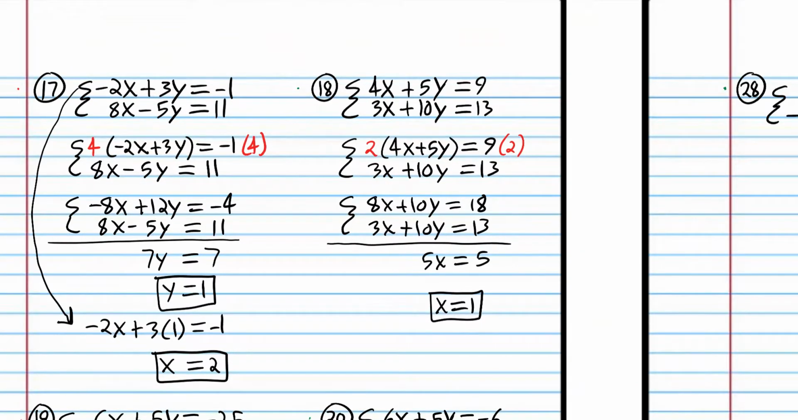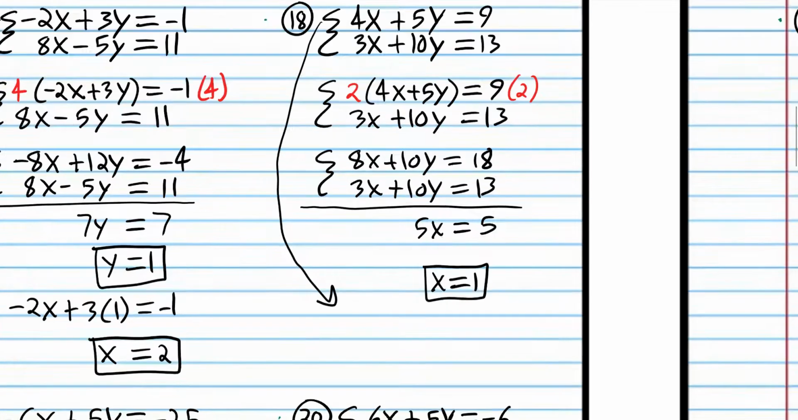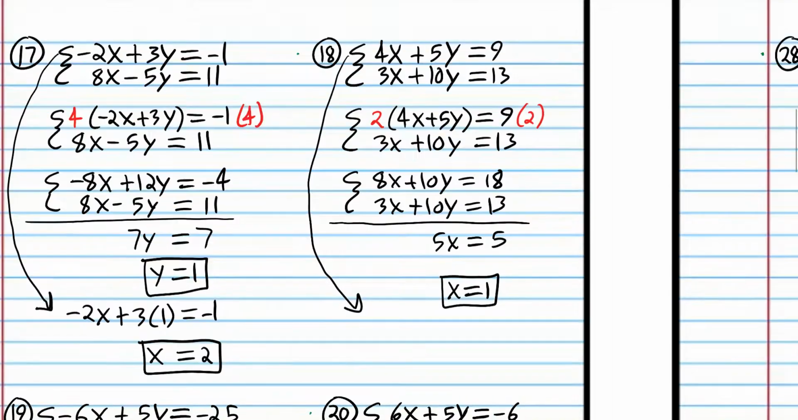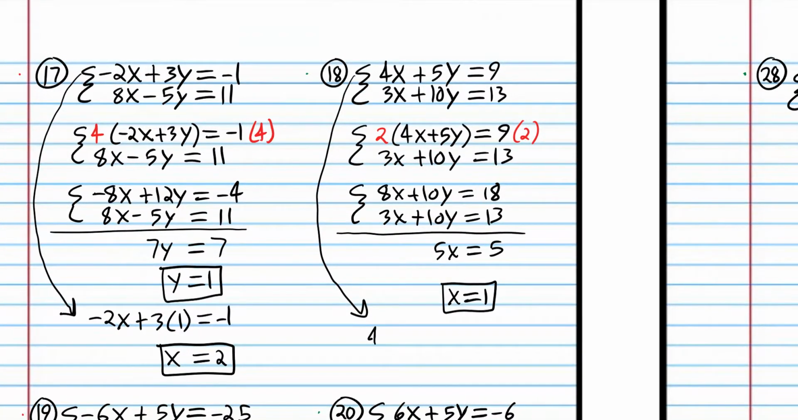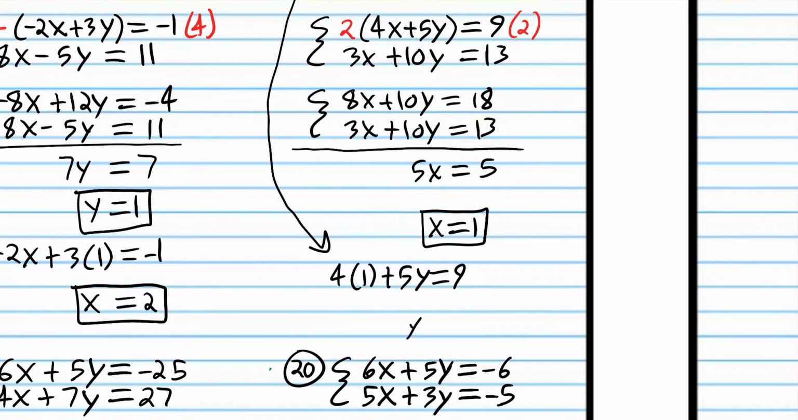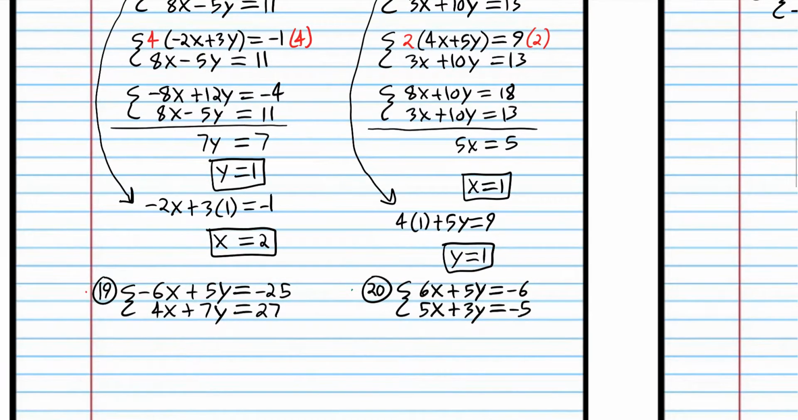Now I'm going to use the top equation. It doesn't matter which one we use, but I'm going to use the top equation to find y. So 4 times 1 plus 5y is equal to 9. And y is equal to 1. So if you got those solutions, good job.